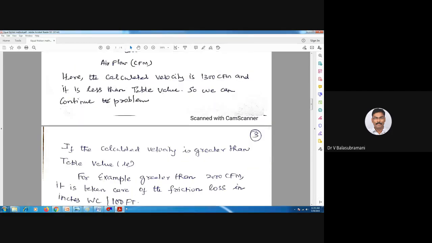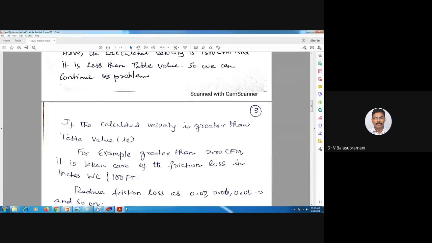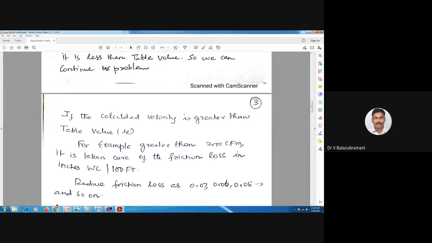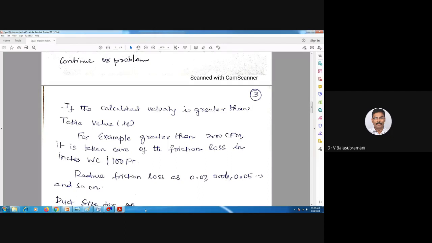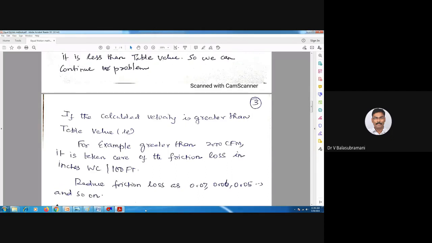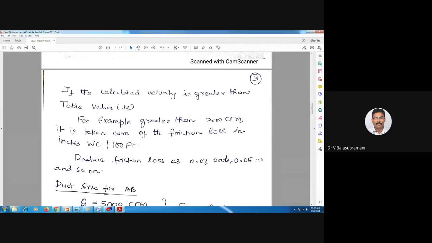But sometimes, if the calculated value is greater than the table value, what can I do, sir? For example, if it is greater than 2000 CFM, take care of the friction loss. You have to reduce the friction loss to 0.07, 0.006 and 0.005. My aim is to reduce the friction loss. If you reduce the friction loss, you may get a velocity less than the table velocity. This is very, very important for the equal friction method. First you have to check the velocity, then mathematics.